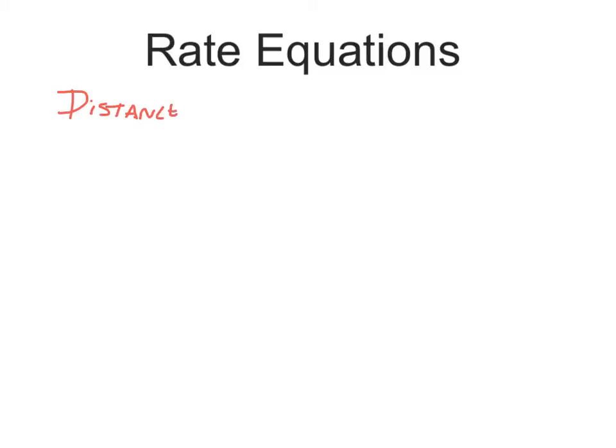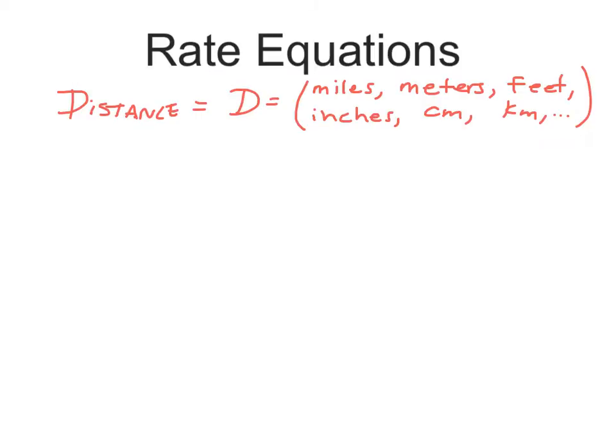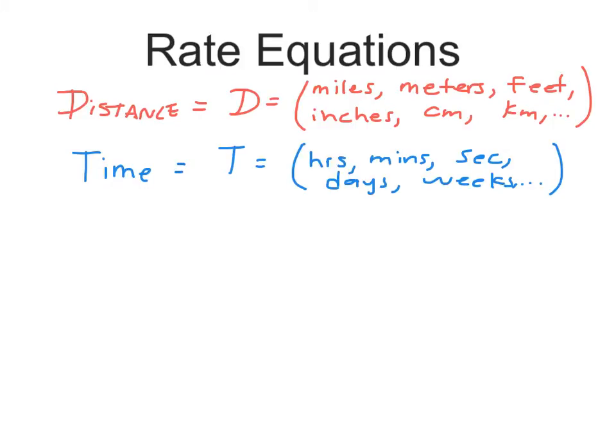So the variable that we're going to use to represent distance would be d. And anytime you read a word problem, look for the following units, such as miles, meters, feet, inches, centimeters, and kilometers. All of these units mean distance. Time is the next item that we should be aware of. So we're going to use t to stand for time. And whenever you're reading a word problem, look for these units, such as hours, minutes, seconds, days, and weeks. All of these units stand for time.